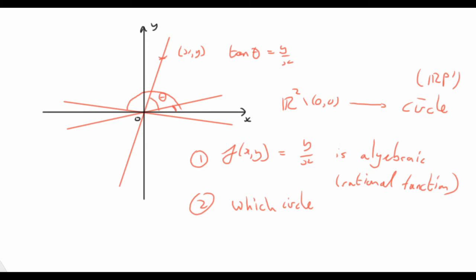Another maybe slightly cryptic comment is that this f of x, y equals y over x, you can think of as the projection of the plane from the origin onto its circle at infinity. So that might not be meaningful, but at least it sounds neat.